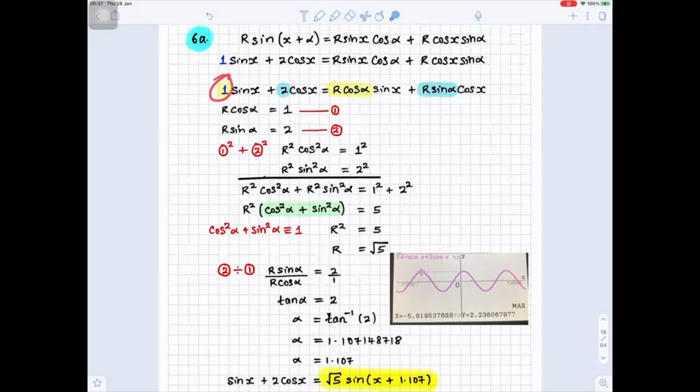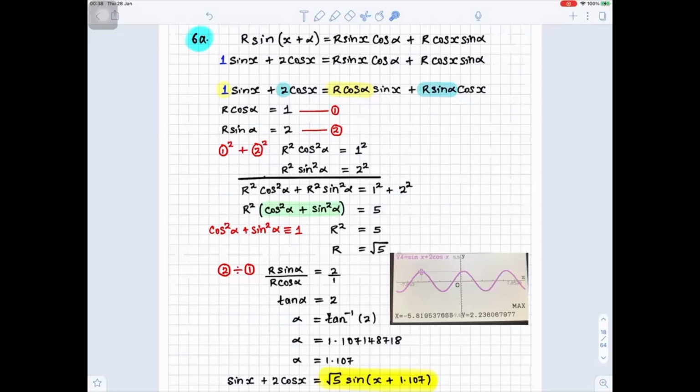So the 1 is similar to r cos alpha, because in front of it is sin x. R cos alpha, in front of it is sin x. So that means 1 is equal to r cos alpha. When we compare the 2, it is equivalent to r sin alpha, because in front of 2 is cos x, and in front of r sin alpha is cos x. So cos x, cos x. So what is in front? 2 is equal to r sin alpha. So 1 is r cos alpha, and r sin alpha equals 2.